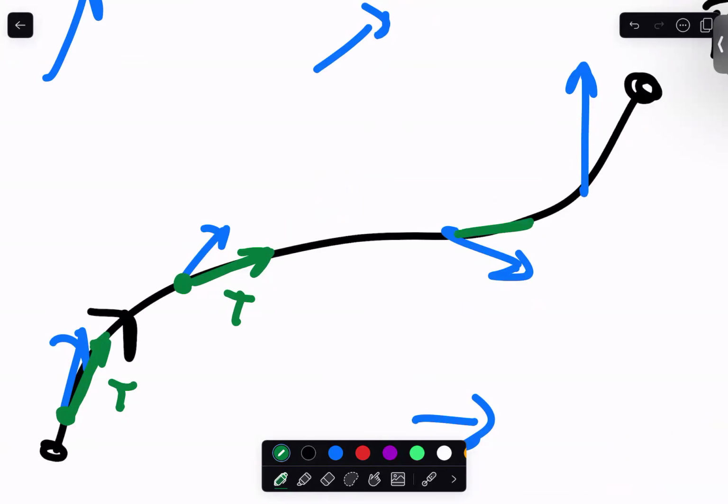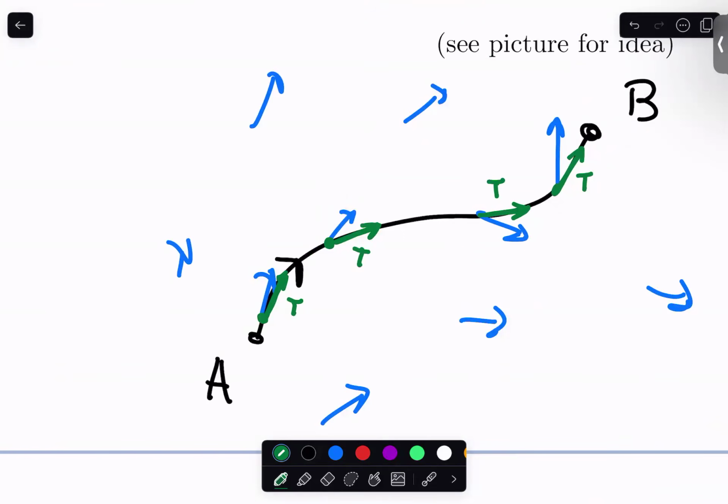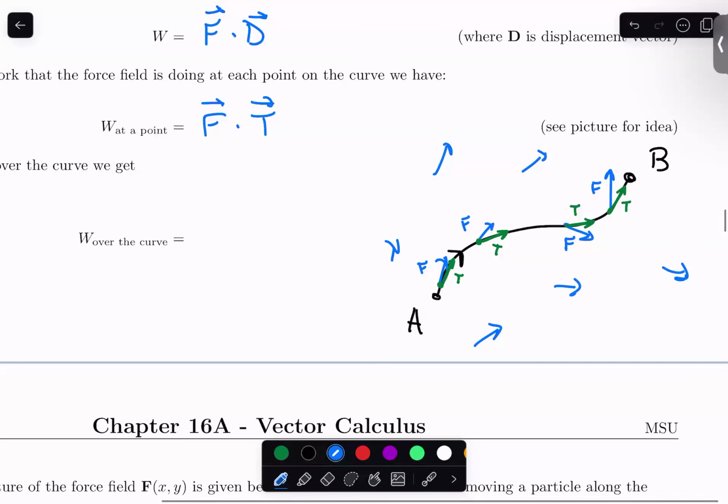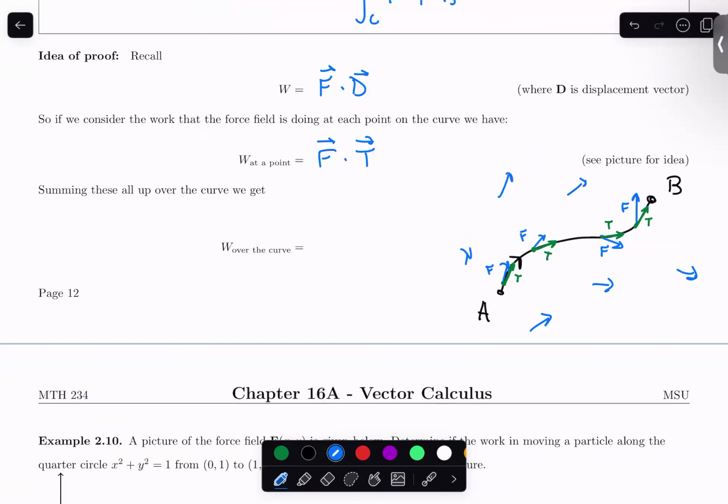Here, my tangent vector is going to be, again, tangent to the curve, something like this. And here, again, tangent to the curve, so in the direction that the curve's heading, something like this. So there's all my t's. And again, these are various vector field vectors. So these are various f's, depending on what the x and the y value is. So that, again, is the work at a point.